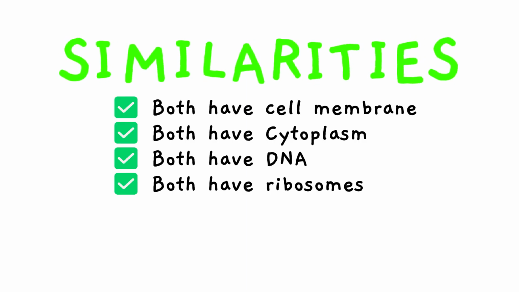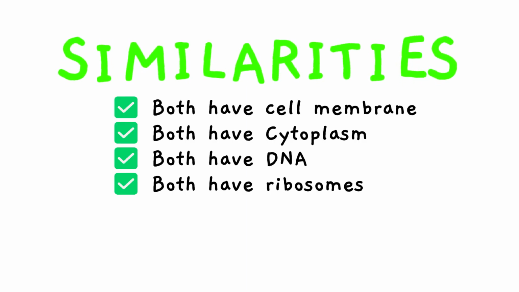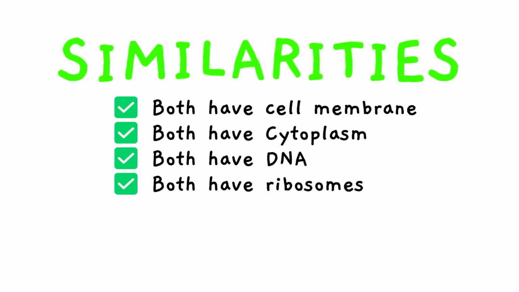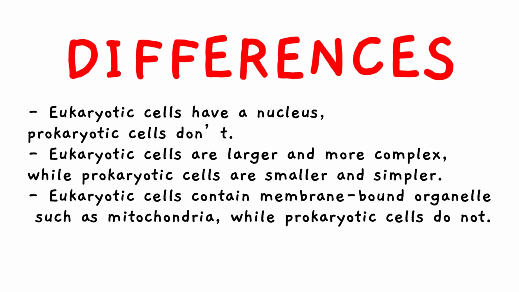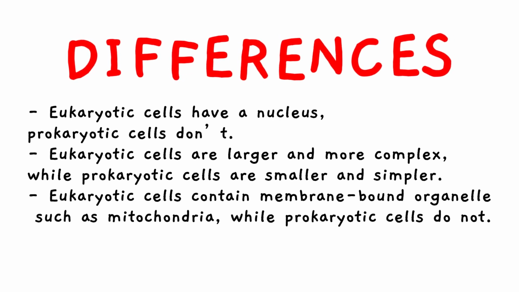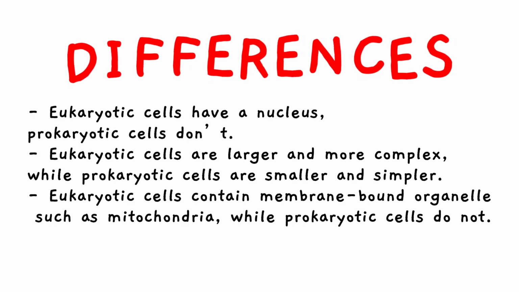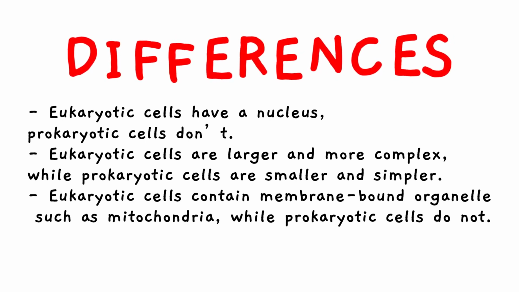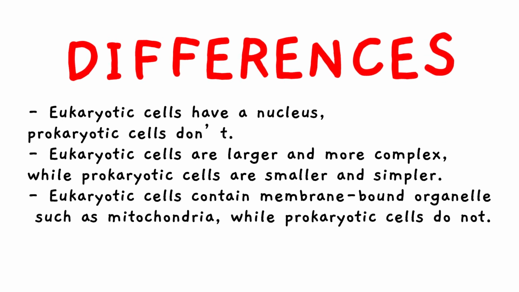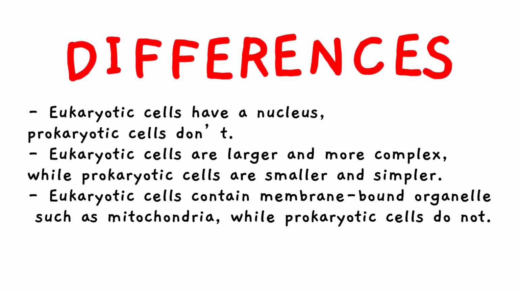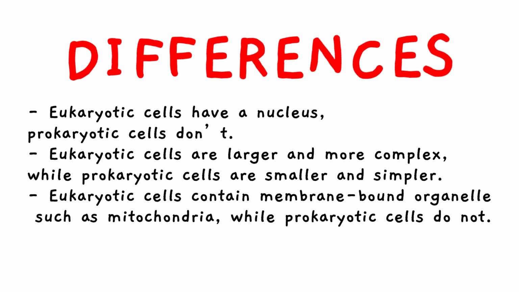Now, let's look at the similarities and differences between eukaryotic and prokaryotic cells. The similarity between eukaryotic and prokaryotic cells would be that they both have cell membranes, cytoplasm, DNA, and ribosomes. But the differences would be that eukaryotics have a nucleus, whereas prokaryotic cells don't. Eukaryotic cells are larger and more complex, whereas prokaryotic cells are smaller and simpler. And eukaryotic cells contain membrane-bound organelles, such as mitochondria, while prokaryotic cells do not.